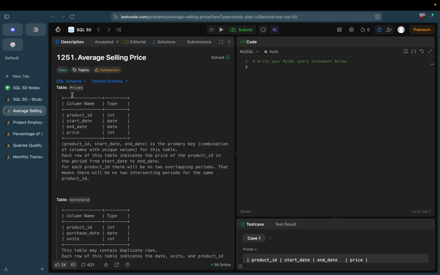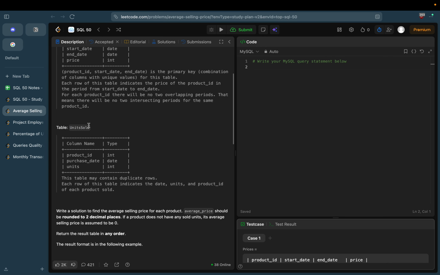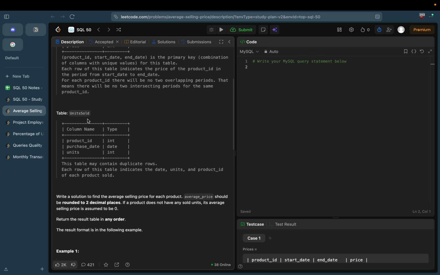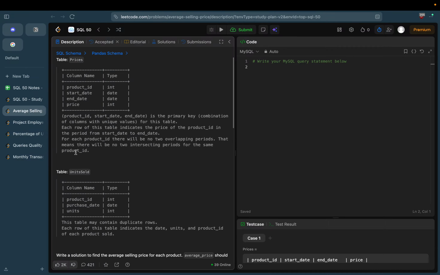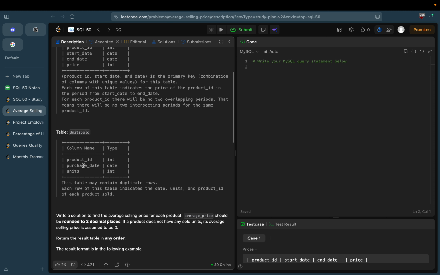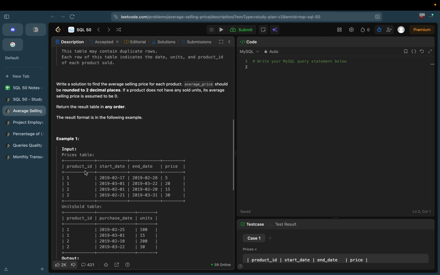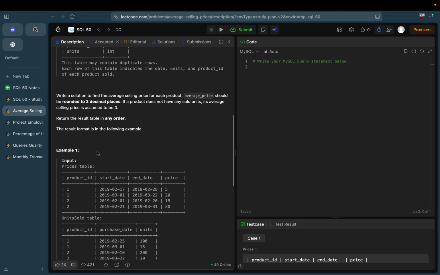Alright, we get the information of prices of products and periods from this table. Next table is called unit sold, which has the columns product ID, purchase date, and units. This table may contain duplicate rows. Each row of this table indicates the date, units, and product ID of each product sold. So for each of the products from the prices table, we'll get the information of the units sold. Quite straightforward. Let's look at what they want us to solve for.